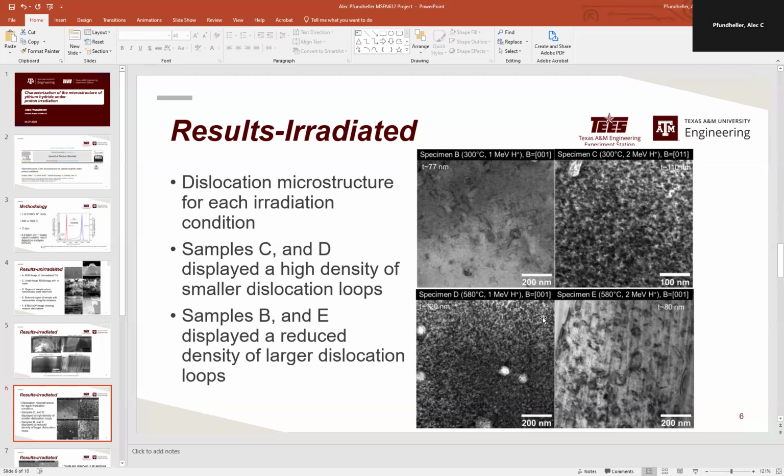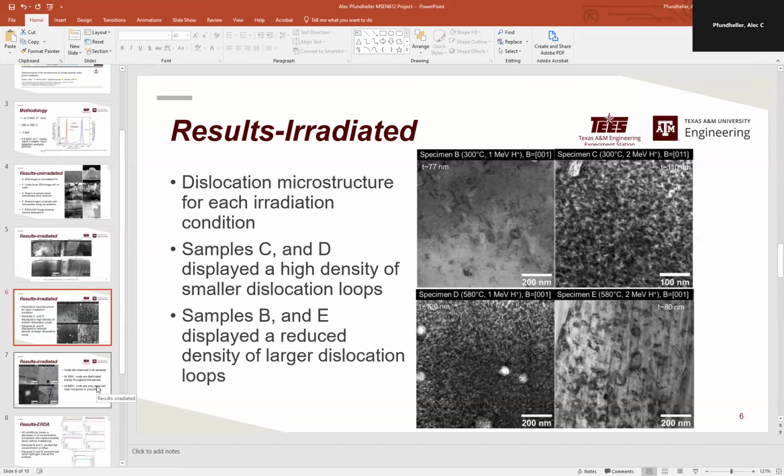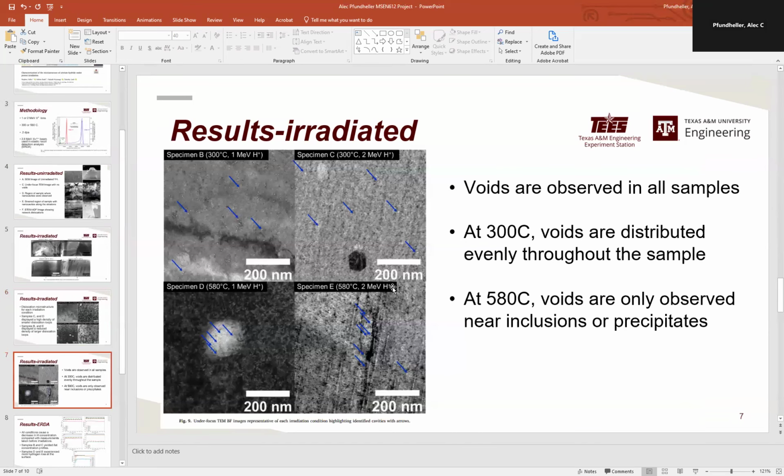Now, before I go on, these were imaged at different zone axes. Most of these images were done in the 001 direction. However, for this image, it was done in the 011 direction. So after that, they did some void imaging as well. Voids were observed in all the samples. Now at 300 degrees, specimens B and C, voids are distributed very evenly throughout the sample. You can see these little white dots where the blue arrows are pointing. These are the different voids created by the ion beam damage.